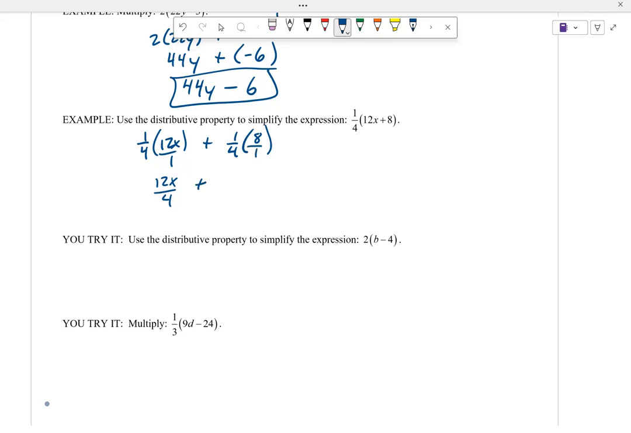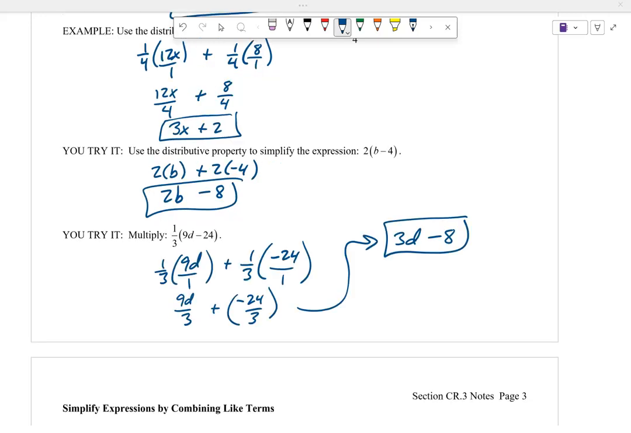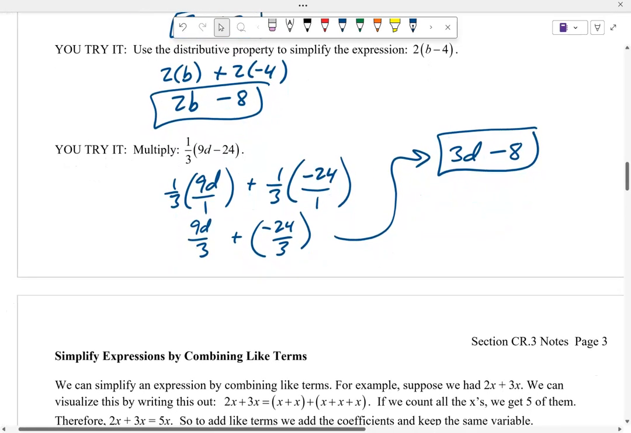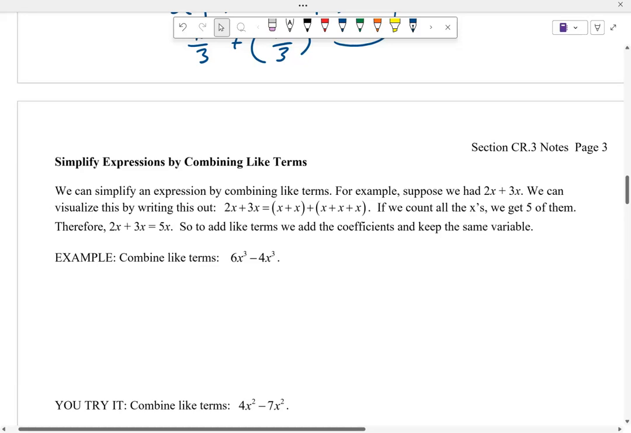Over here, I've got 8 times 1 is 8, 4 times 1 is 4. So it looks like I got 3x, 12 divided by 4, plus 2. Go ahead and pause the video. You can try those next two. All right, if you want to check yourself on those U-try problems, pause the video, you're welcome to. Then we'll move into simplifying expressions by combining like terms.